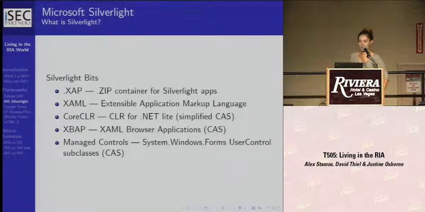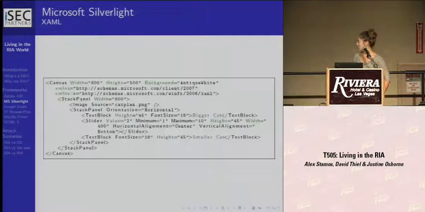Both Silverlight 1 and Silverlight 2 use XAML to render the UI. XAML stands for the Extensible Application Markup Language. Silverlight 1 uses JavaScript for dynamic content. Silverlight 2 introduces the core CLR, which is a slimmed-down version of the .NET CLR for dynamic content.